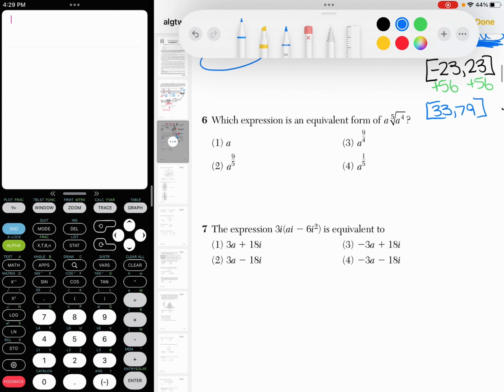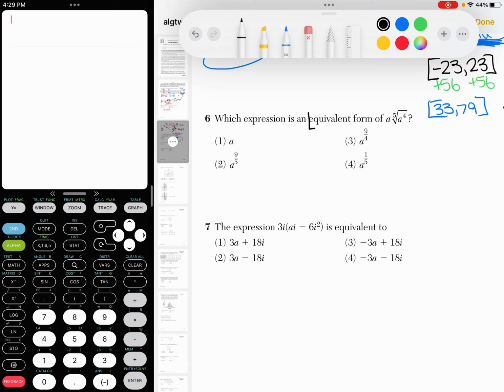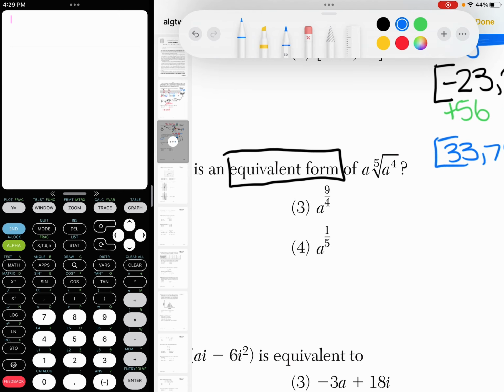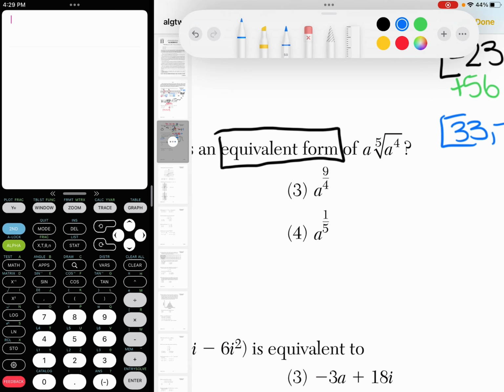All right, the next one, which expression is an equivalent form? Equivalent, there it is again. I'm going to go over the shortcut with you again on the calculator, but I'm going to teach you the right way first, okay? So this is given as a radical. When you have a radical, you have to do TBO. Remember, TBO stands for top, inside, bottom, outside.